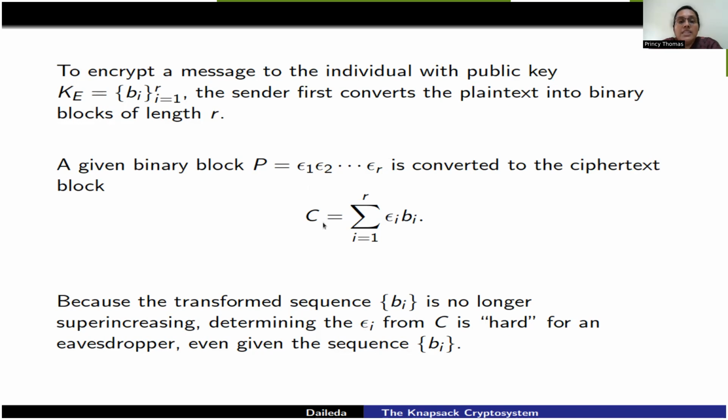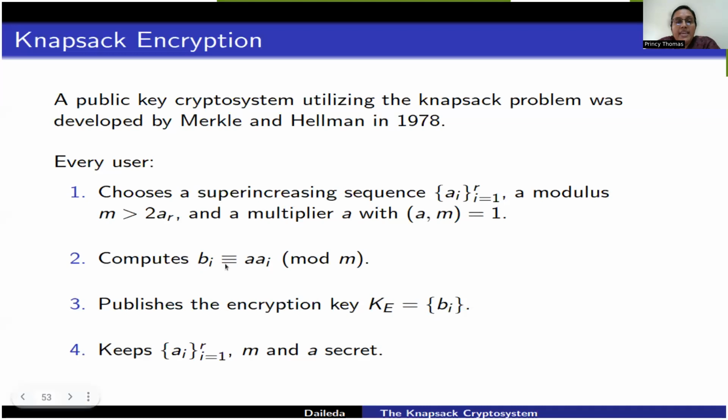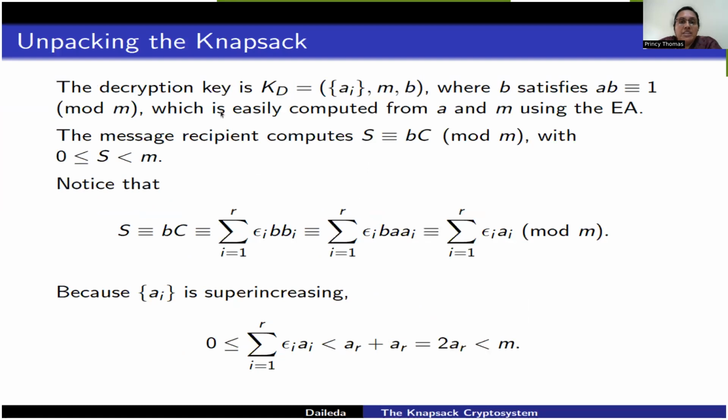Okay, so this is the security: because b_i is super increasing, the epsilon_i cannot be calculated from C. Remember that C is equal to the sum of epsilon_i b_i, and b_i is equal to a·a_i. Now we look at the decryption. The decryption key K_D is the sequence a_i, comma, M, comma, b, where b satisfies that a and b are inverses.